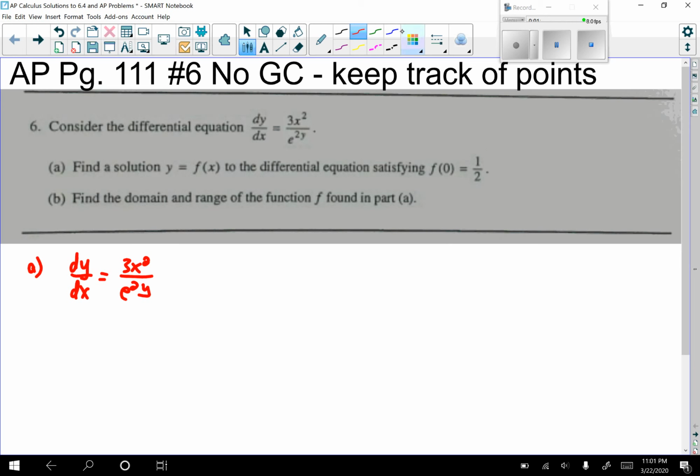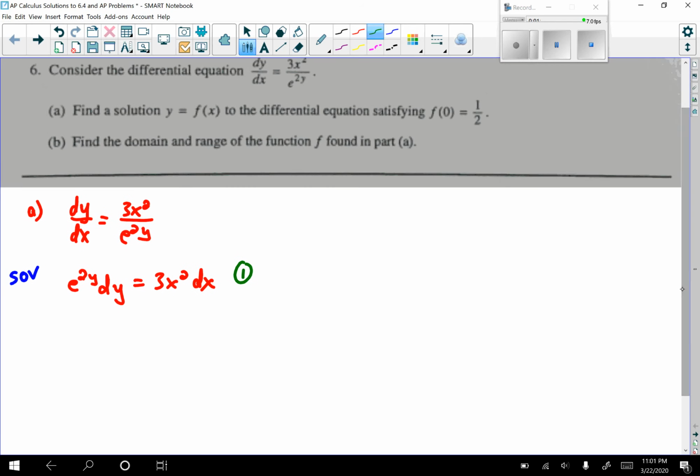So also keep track of your points as you follow along with the work you did. You get 1 point right away for separation of variables, so I just want to multiply both sides by e to the 2y, and then we'll get 3x squared times dx. So just 1 point right here at this step. After this, we want to take the integral of each side.